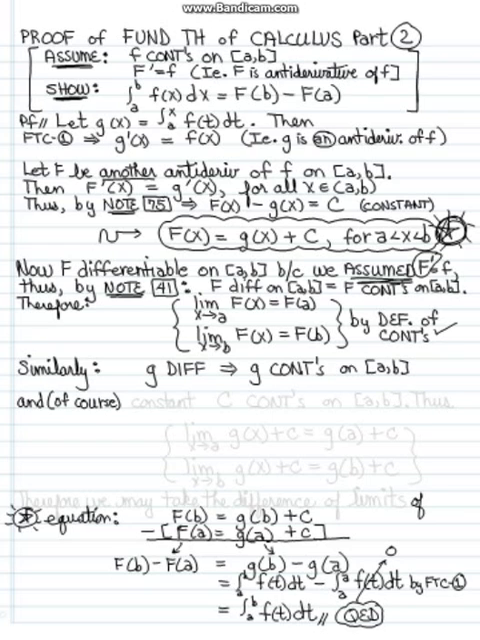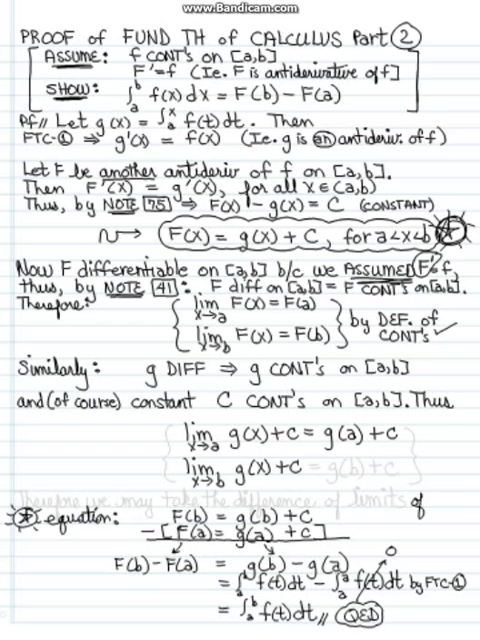Now, if it's continuous, that means that, and of course, c, a constant, is going to be continuous because something like y equals c, the constant function, is always going to be continuous. So we can make the following statement. The limit as x approaches some number, let's say a, of g of x plus c, that's the sum of two continuous functions, equals g of a plus c. And the limit as x approaches b of g of x plus c is equal to g of b plus c. And that, again, is by the definition of continuity.